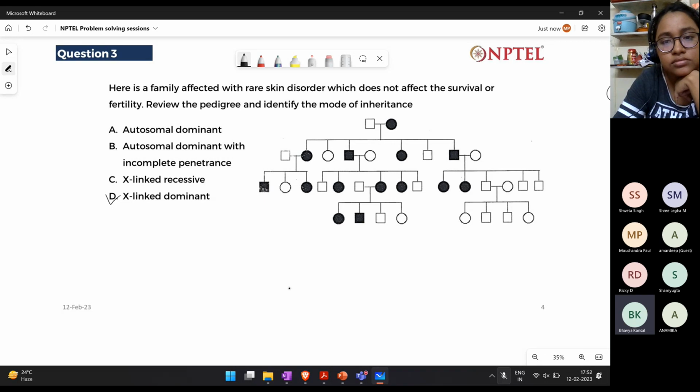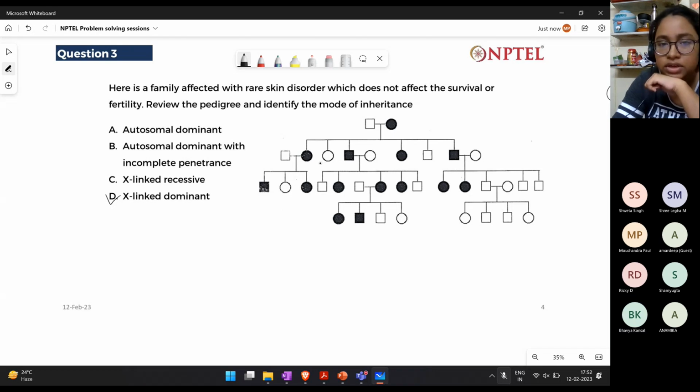As the disease is shown in the second generation in both the males and females, and it's equal in the males and females, and it is transmitted in the third generation also, and same in the fourth generation, and the parent female is affected, so one of the X is showing its characters in the next generation. So that's why it is X-linked dominant.